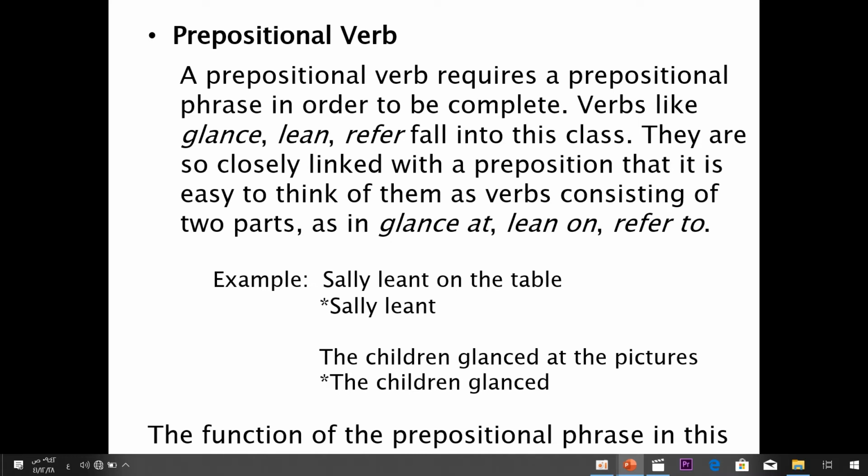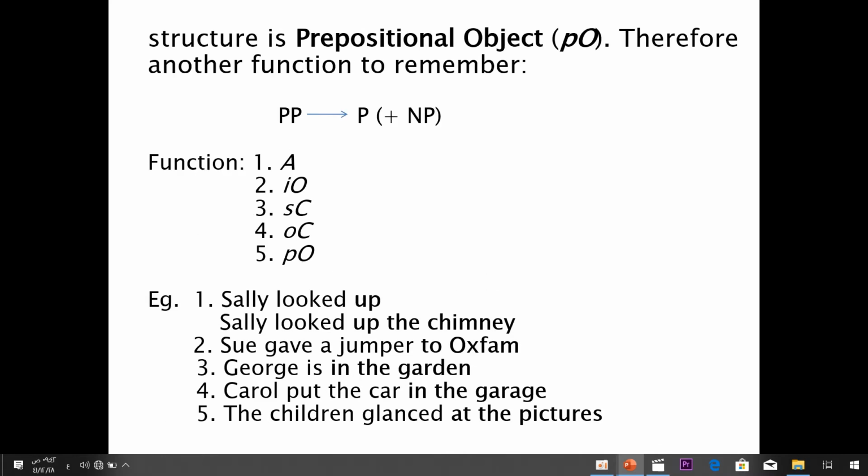Sally leaned on the table. We must use a full stop. Sally leaned, that doesn't have meaning, that doesn't go. The children glanced at the pictures. You cannot say the children glanced. So the function of the prepositional phrase in this structure is prepositional object. Therefore, another function is to be remembered. So here we have a verb phrase and we have a preposition plus noun phrase. Okay.